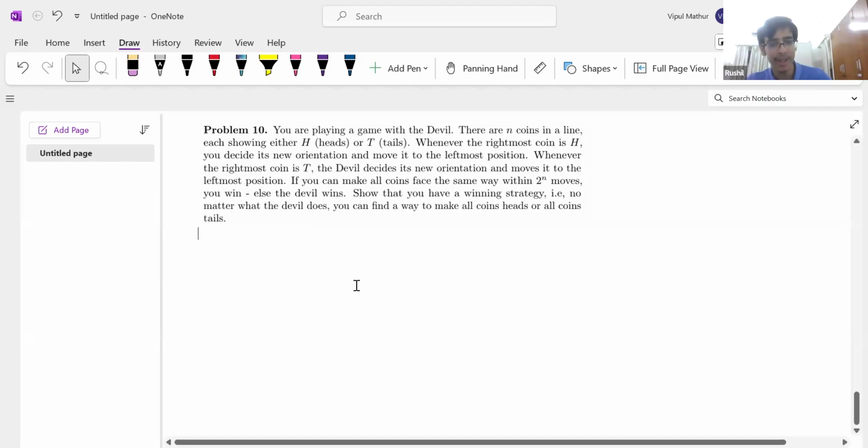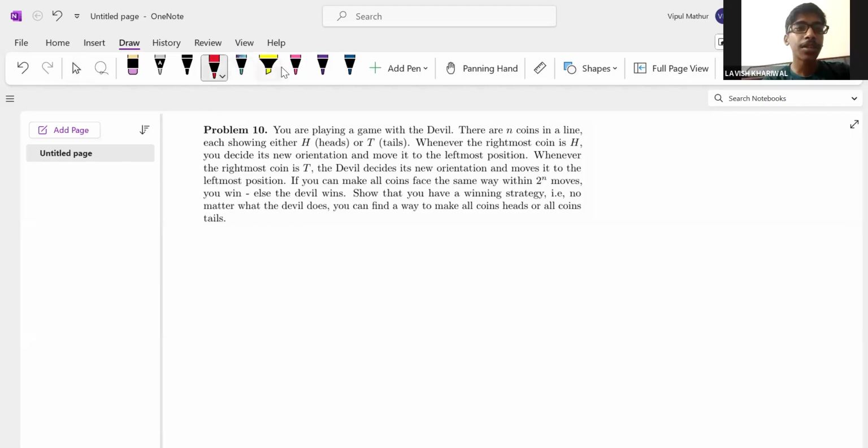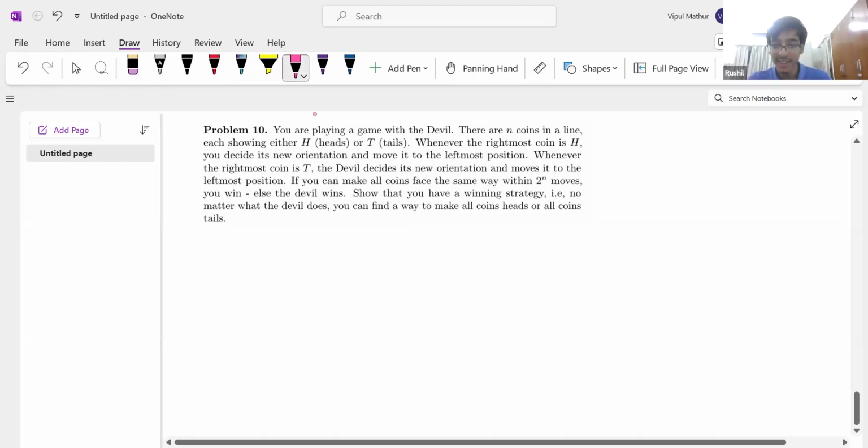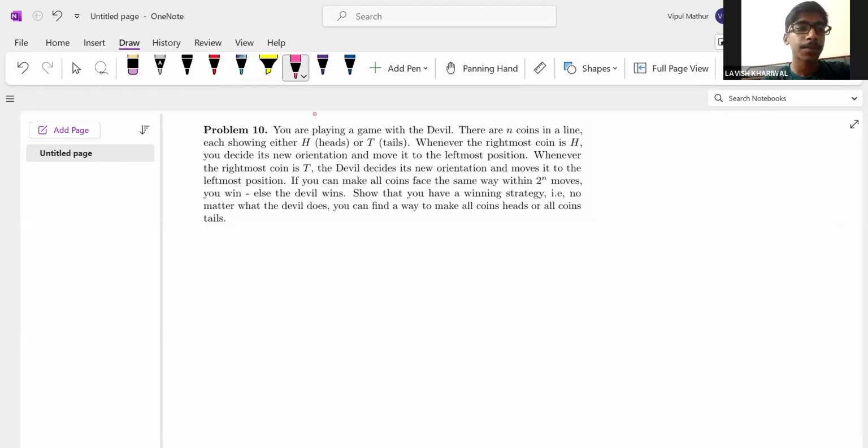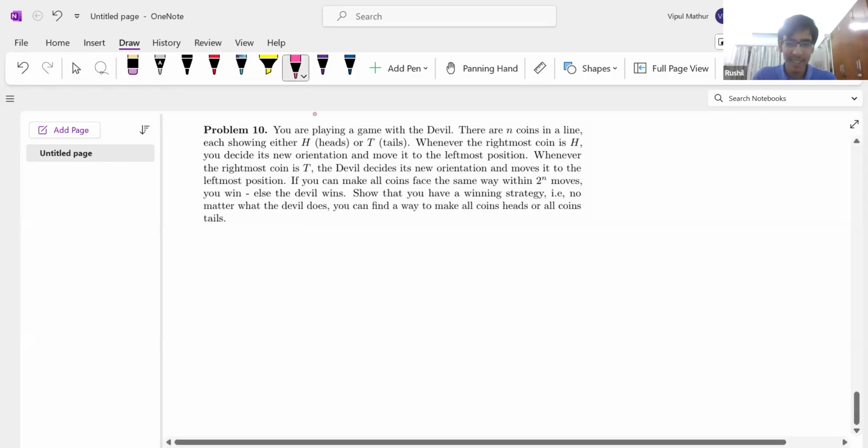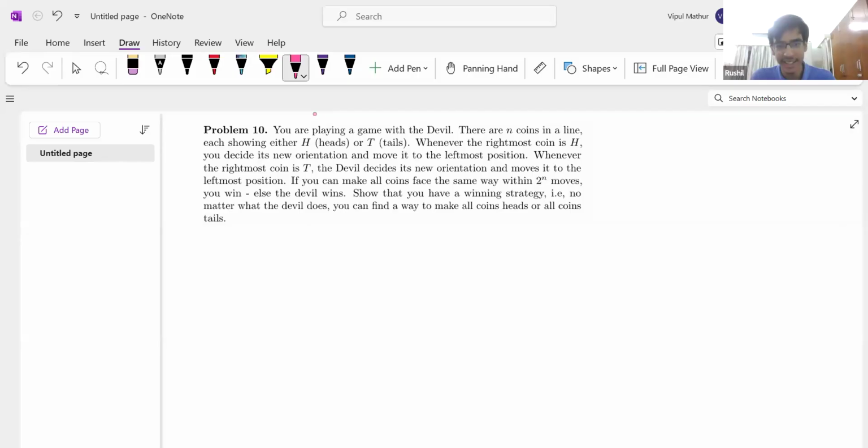Since people are quiet. What does orientation mean here in the question? Right. Let's read the question. We are playing a game with the devil, and coins, heads and tails. Whenever the rightmost coin is head, you decide its new orientation. So new orientation is just heads or tails.